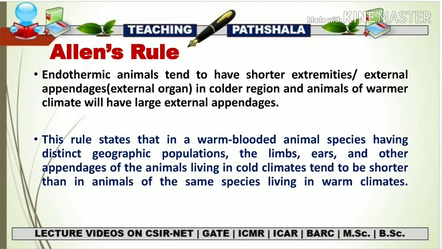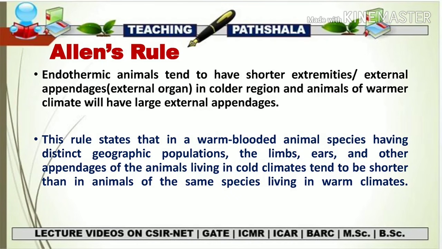So more or less Allen's rule and Bergmann's rule are pointing toward the same concept, that is, what kind of adaptation the animals living in the cold area have adopted, as well as the animals living in the warmer area, who have some different kind of adaptation. But more or less they are pointing toward the same thing, that is, the adaptation in animals of colder region and warmer region.